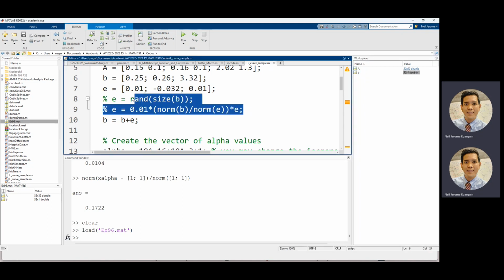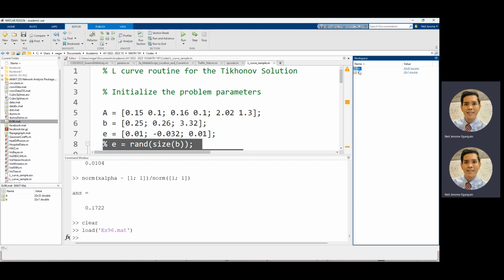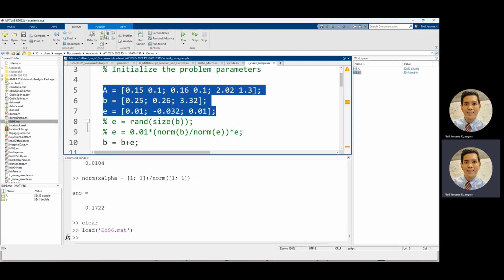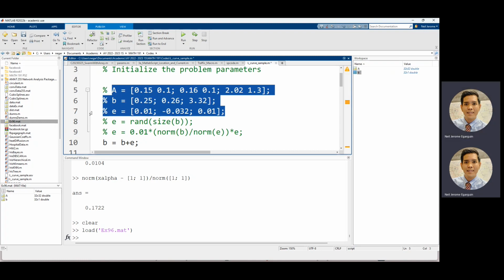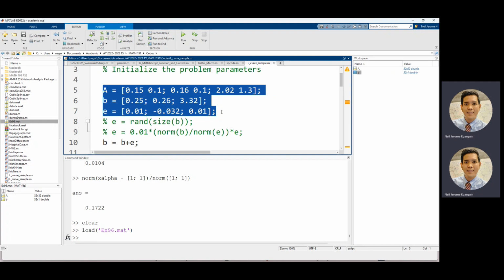Since we already have matrix A and B in the workspace, I need to comment these lines out. So highlight lines 5 to 7. Let me just do that again for those who are not familiar with MATLAB. I'll highlight lines 5 to 7 because I don't want to compute A, B, and E this way now, because I already have the matrix A and the vector B, and then I will construct the noise vector E later. So I don't want this to be done by MATLAB.